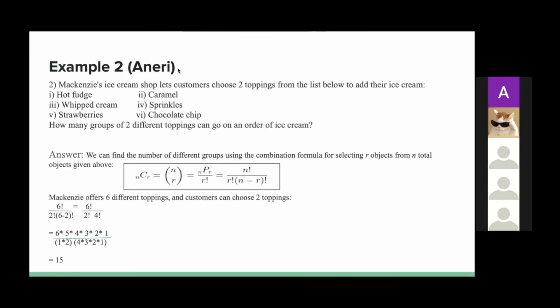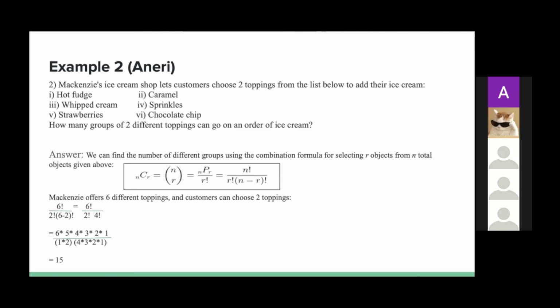So the next example is a real life example. Mackenzie's ice cream shop lets customers choose two toppings from the list below to add to their ice cream. The first one is hot fudge, second is caramel, third is whipped cream, fourth is sprinkles, fifth is strawberries, and sixth is chocolate chip. How many groups of two different toppings can we have on an order of ice cream?